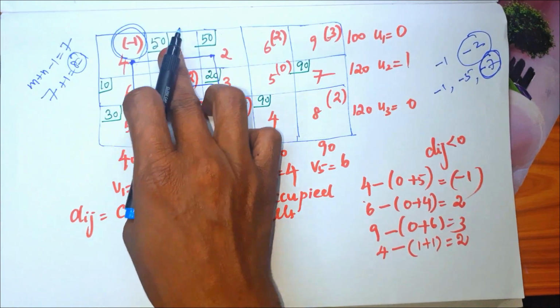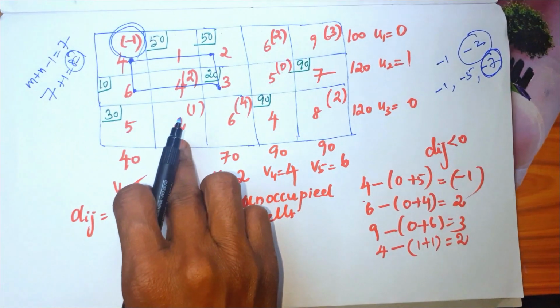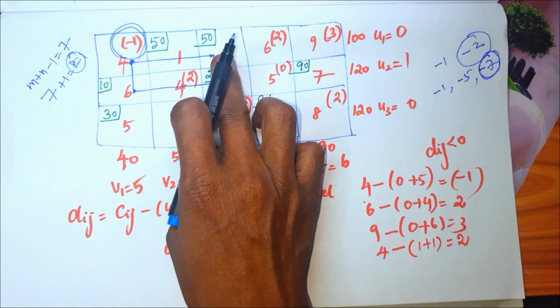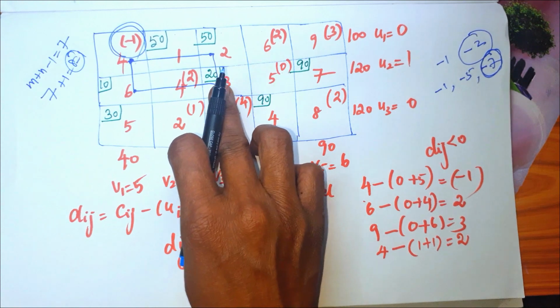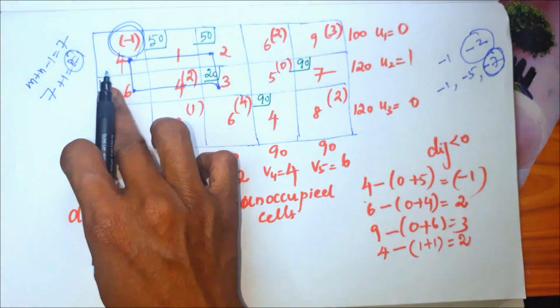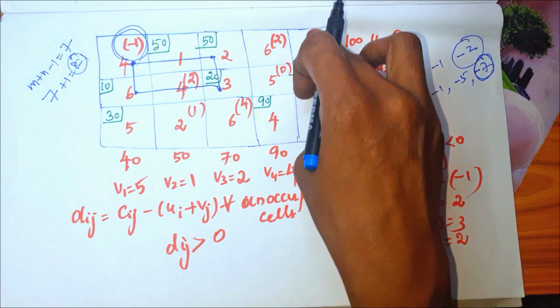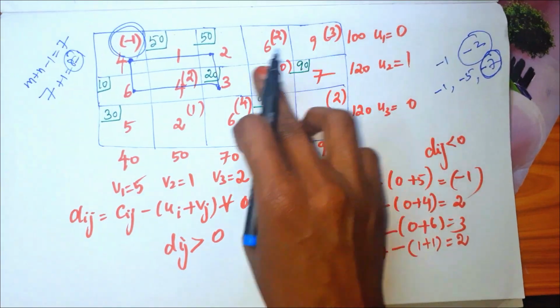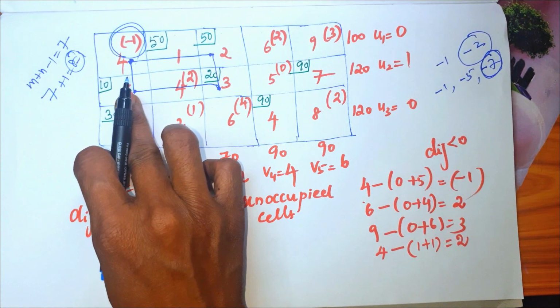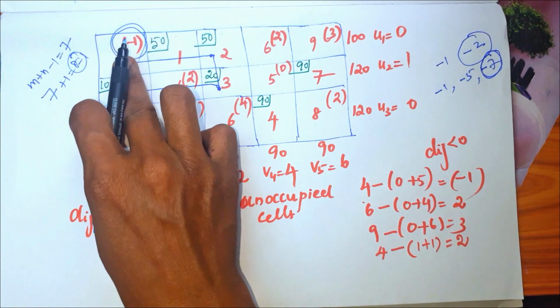If I go here, no further allocations can be made in this column, so I am going to this cell. Then I come down; in this row I can move this side or this side. If I go to this side, no further allocations can be made in this column, so I'm not taking this one, I'm moving to this one. In the loop we finally have to end where we started, so I'm ending here.